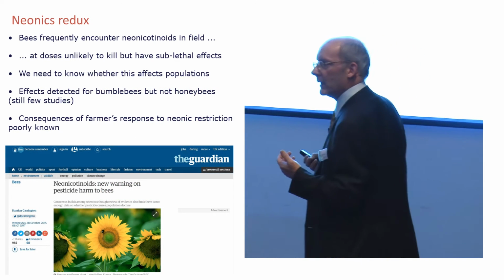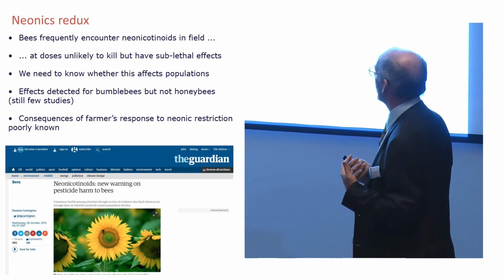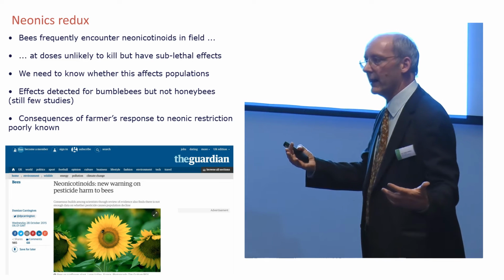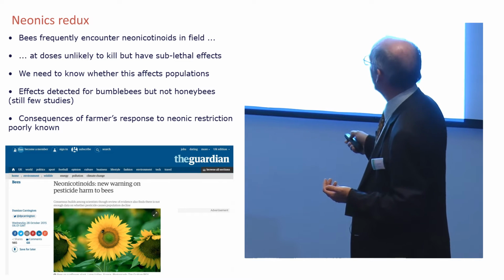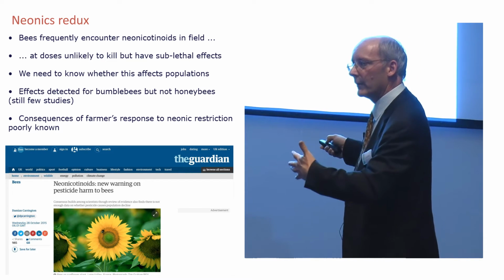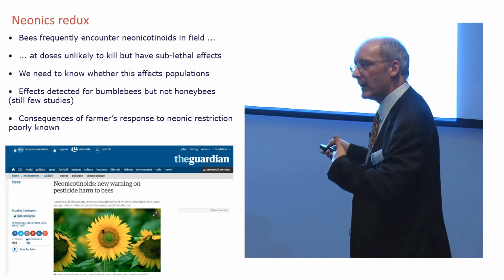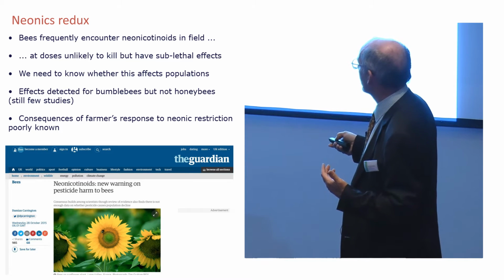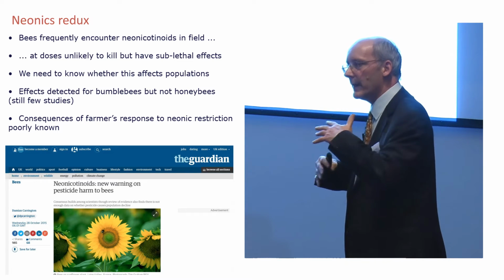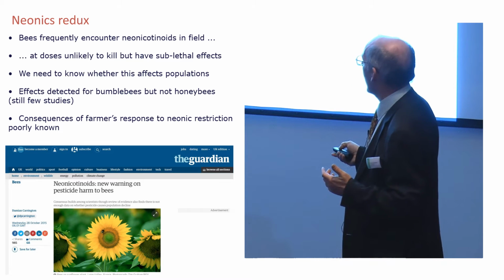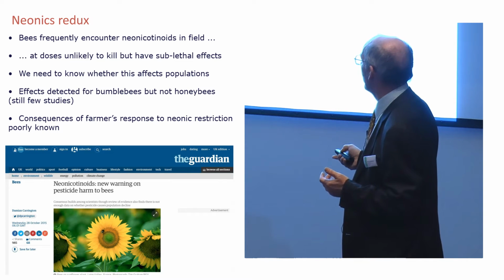And essentially, this is what we concluded from that. We said there was pretty much a consensus that bees will frequently encounter neonicotinoids in fields at doses unlikely to kill, but largely have sublethal effects. And the big issue is how does that transfer first into population effects and beyond that into ecosystem services? And this is the new data that was beginning to come through. We concluded that it was still too few data to be in any way definitive, but the emerging consensus was that honeybees were less likely to be infected than bumblebees.